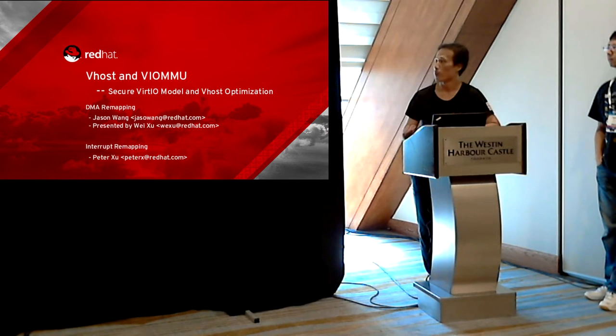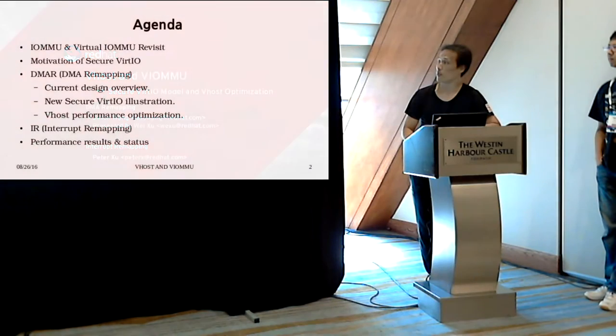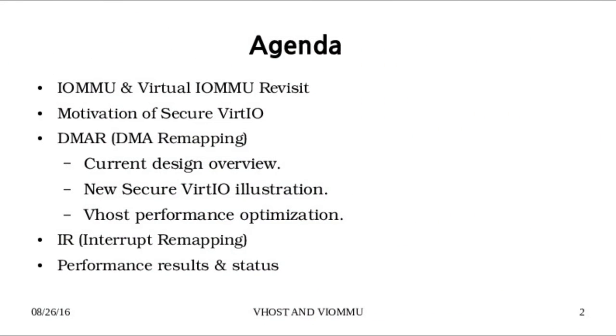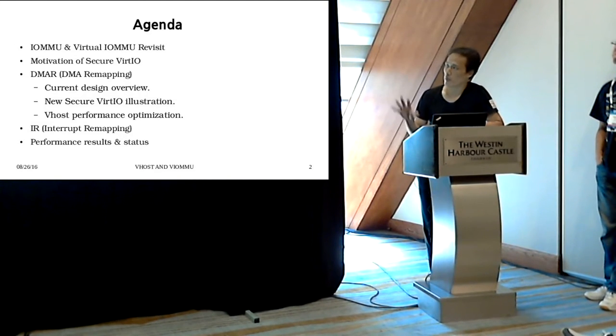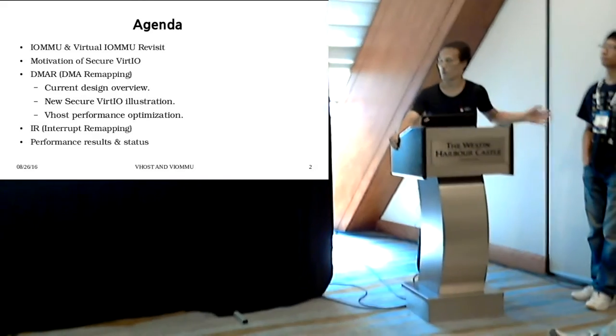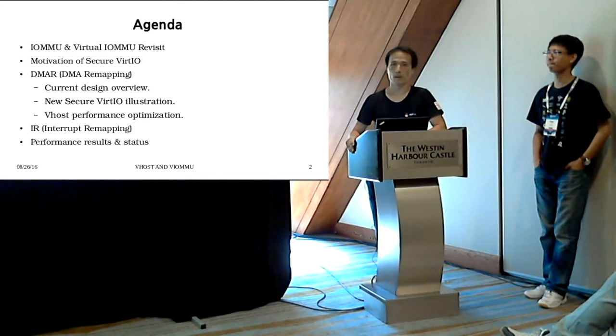Before I introduce the authors, let's have a look at the agenda first. In this session, I'll go through some background knowledge about the IOMMU and the virtual IOMMU first, and then explain why we need a new secure virtual transfer. This includes two main components. The first one, DMA remapping, was finished by Jason Wang, the current virtual network device maintainer in QEMU. And the interrupt remapping was finished by Peter Xu, so he'll continue to introduce the interrupt remapping after me.